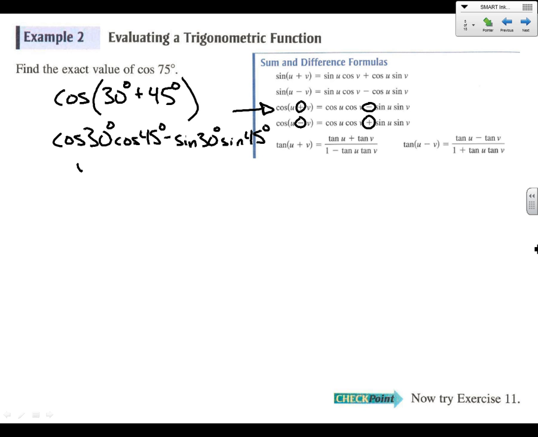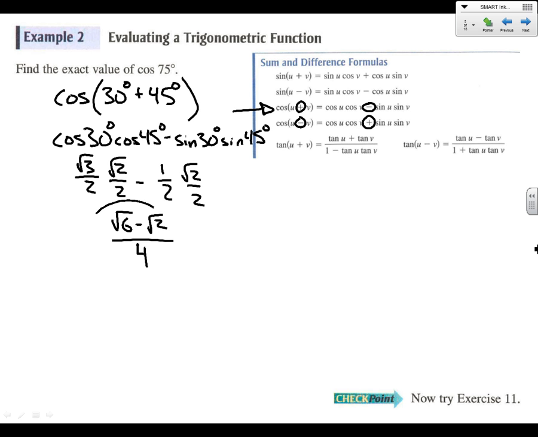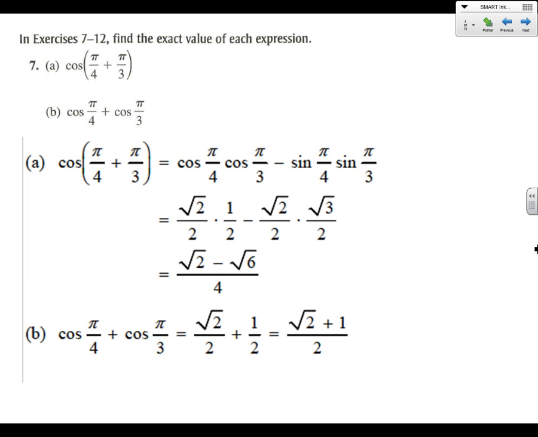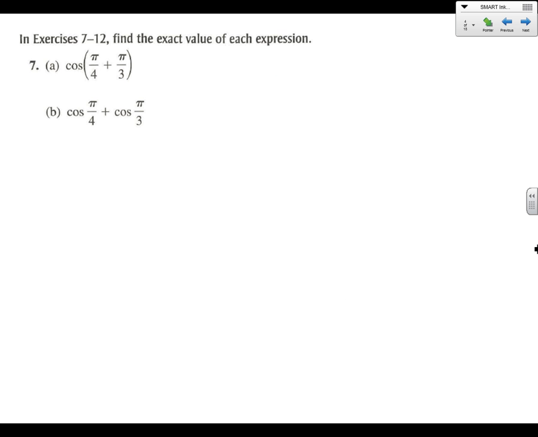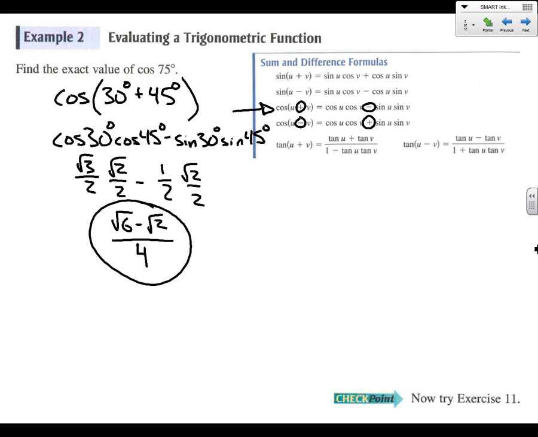And so we'll end up with root 3 over 2 times root 2 over 2, minus 1/2 times root 2 over 2, for a final answer of root 6 minus root 2 all over 4. So you'll start to get some similar numbers. Notice here, we did the sine of 15, and then we did the cosine of 75, and we got the same answer. This is the cosine of 75, and it's also the sine of 15. Notice that 15 plus 75 add up to 90. They're complementary.